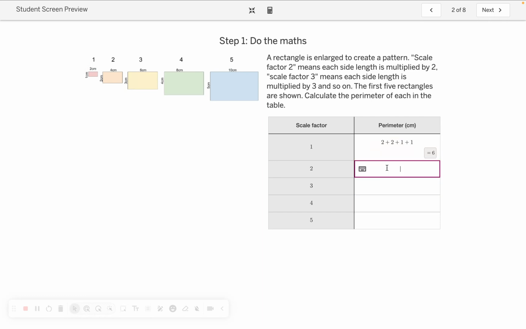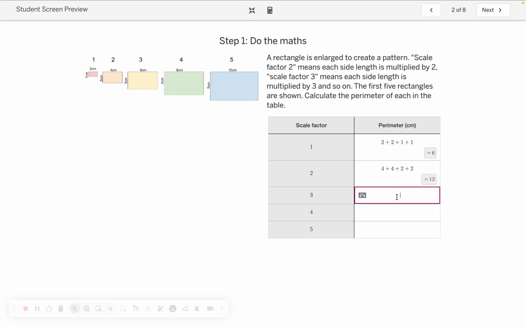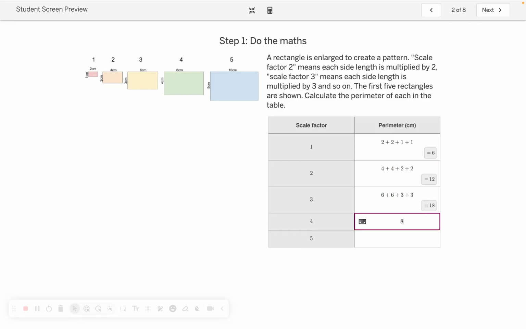And for scale factor 2, we can do 4 plus 4 plus 2 plus 2. And the next one will be 6 plus 6 plus 3 plus 3. The fourth one is just 8 plus 8 plus 4 plus 4. And finally, the last one is 10 plus 10 plus 5 plus 5, which is basically adding everything up by the size of the rectangle. So you're going to get the perimeter to be 6, 12, 18, 24, and 30.